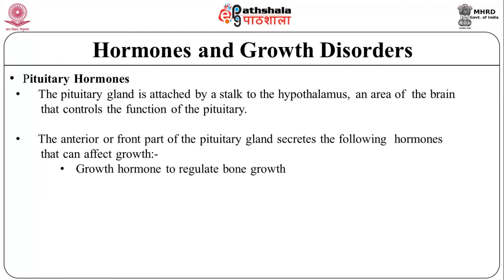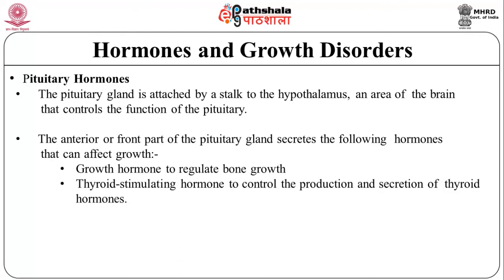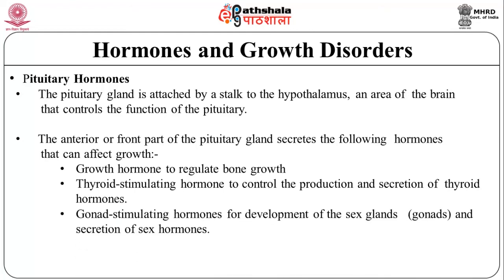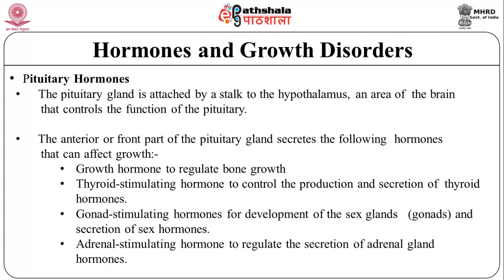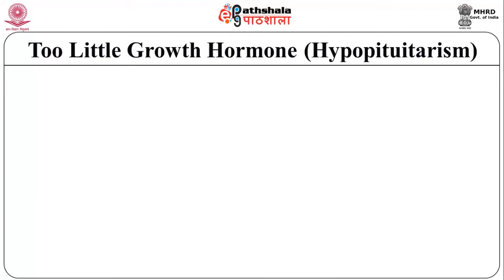1. Growth hormone to regulate bone growth. Thyroid stimulating hormone to control the production and secretion of thyroid hormones. Gonad stimulating hormone for development of the sex glands, which are called gonads, and secretion of sex hormones. Adrenal stimulating hormone to regulate the secretion of adrenal gland hormones.